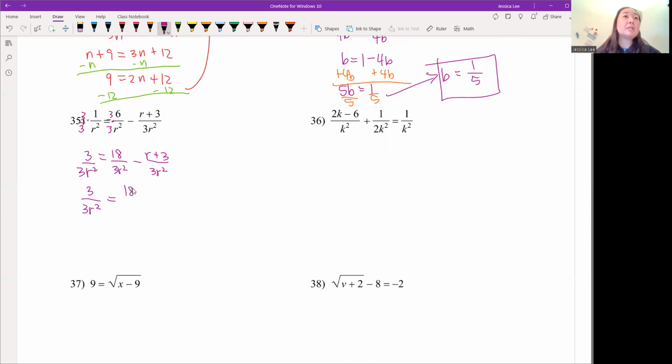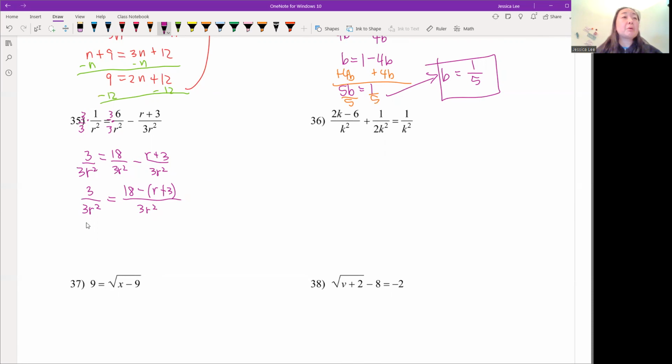So this is going to be 18 minus all of that. You see where I put parentheses right there? I did that on purpose, because remember that minus is for both the r and the 3, not just the r. Right? And if you didn't have the parentheses there, you wouldn't know that.